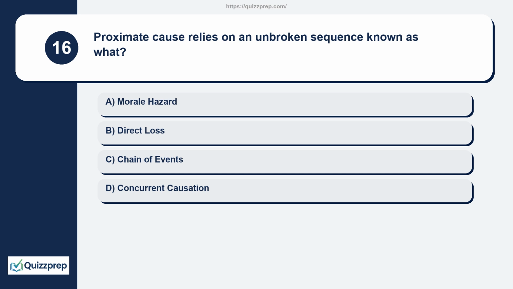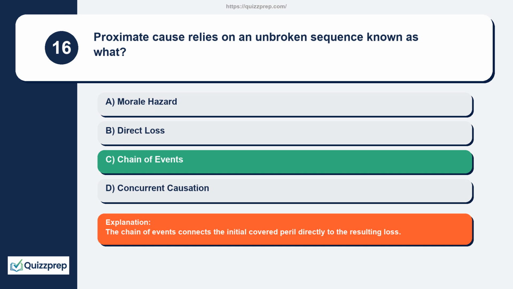Question 16. Proximate cause relies on an unbroken sequence known as what? Morale hazard, direct loss, chain of events, concurrent causation. The chain of events connects the initial covered peril directly to the resulting loss.